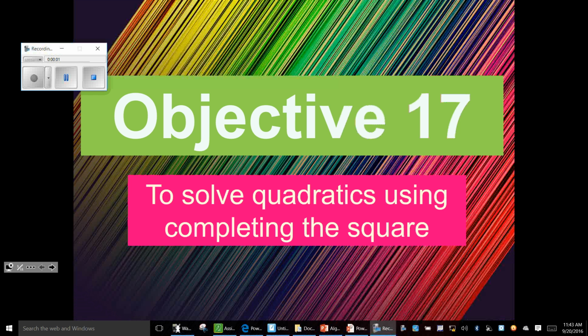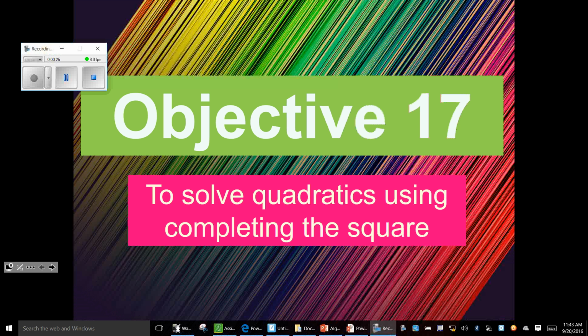We're going to do objective 17. We are going to solve quadratics by completing the square. Okay, so give it a chance. Before we get into imaginaries, non-perfect radicals, fractions and other things like that, I want to make sure that you can do the process of completing the square with smaller numbers.